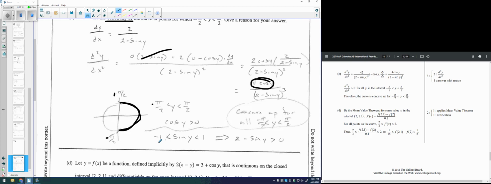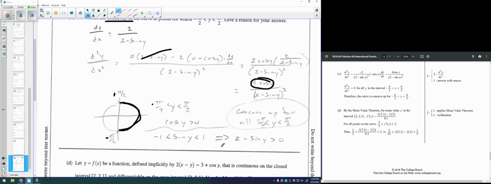Okay, the sine of a function is always between negative 1 and 1. So 2 minus something between negative 1 and 1 is always bigger than 1. It's always bigger than 0. So this is always greater than 0. Therefore, the graph is concave up because this is always greater than 0. I probably should have said that.